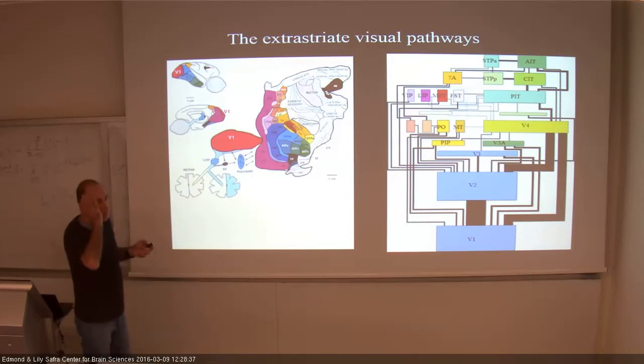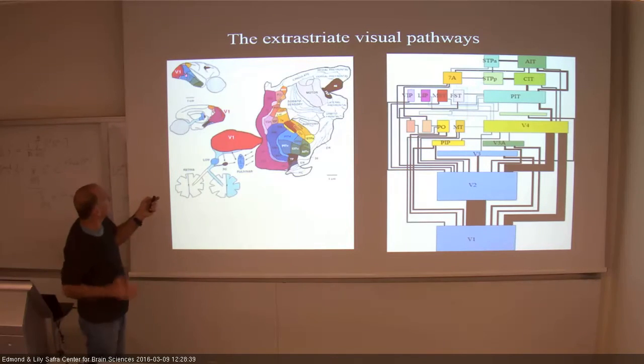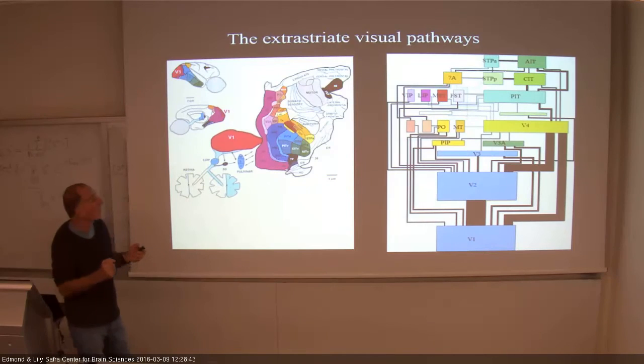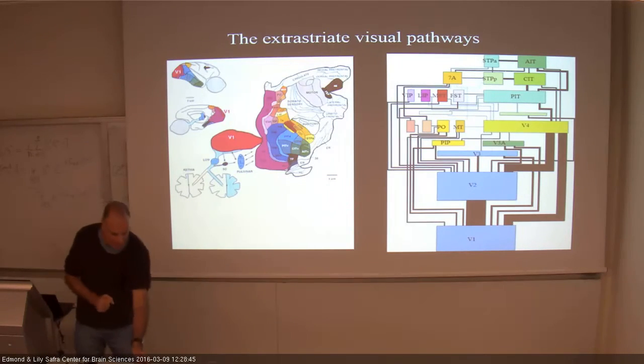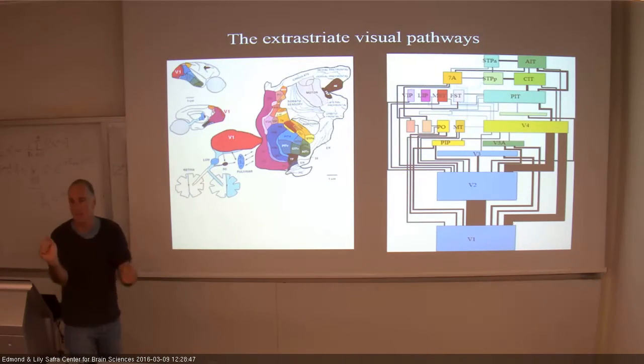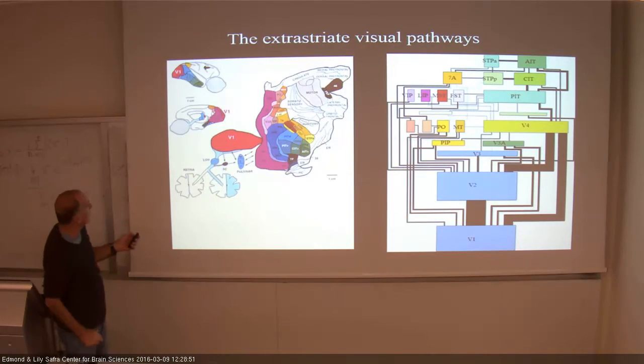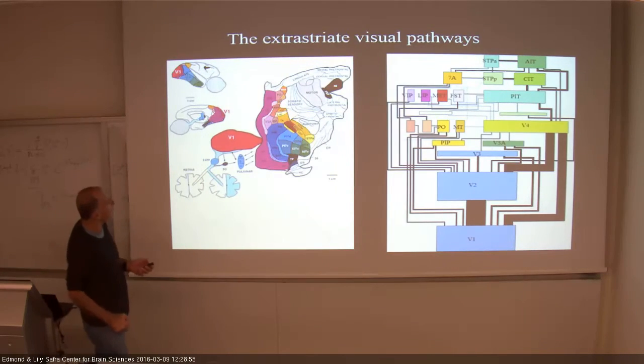This is what we call a lateral view, so this is from the side. The colored areas are the visual areas. You can also look at what we call a medial view. A medial view has two hemispheres, and you look from the center at one of the hemispheres. So these are the visual areas in a medial view.